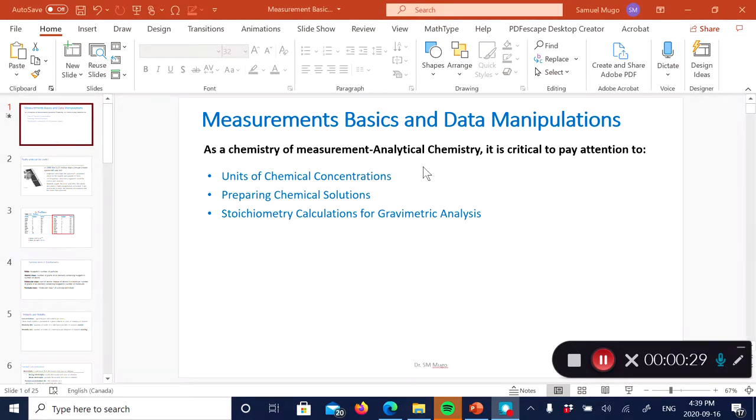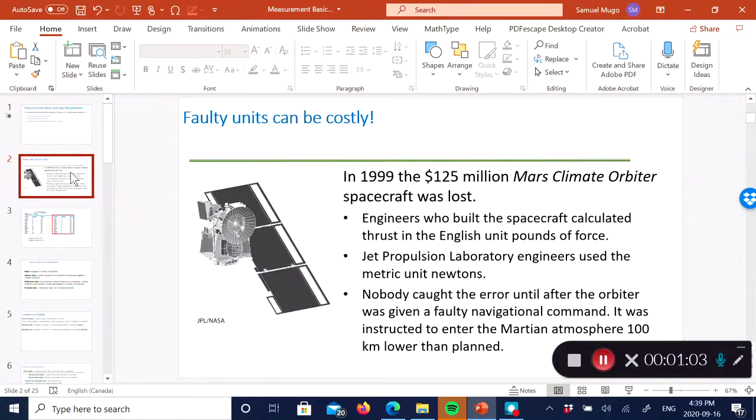In this lecture, we're also going to talk about preparing standard chemical solutions of known concentrations. We're also going to comment about stoichiometric calculations related to gravimetric analysis, which you've already started doing in the lab. You remember yesterday, you were doing the balance exercises, which refer to gravimetric analysis, and that's what you are doing in the lab. Now, may I emphasize that units are critical, and so anytime you do a calculation, you always have to have the units.